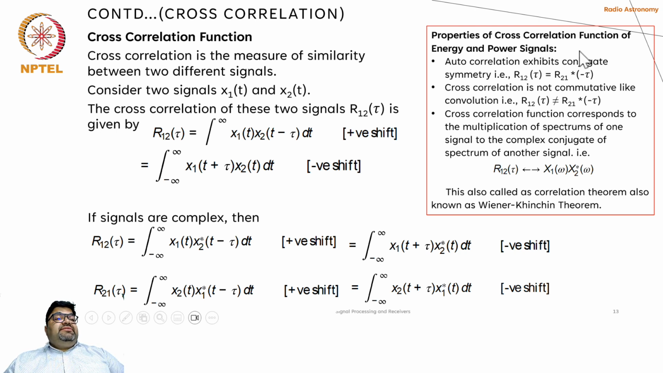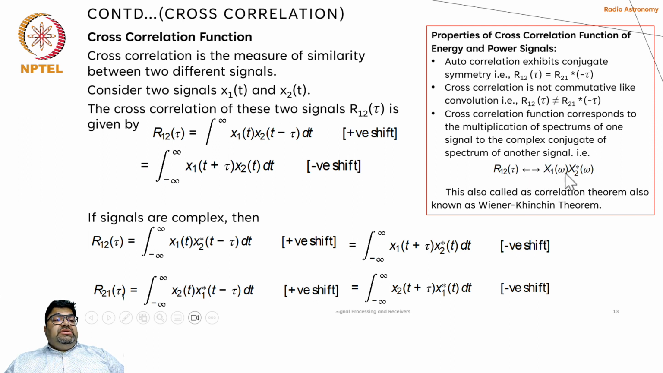Properties of the cross-correlation function of energy and power signals. Autocorrelation exhibits conjugate symmetry. Cross-correlation is not commutative like convolution. The cross-correlation function corresponds to the multiplication of the spectrum of one signal with the complex conjugate spectrum of another signal.